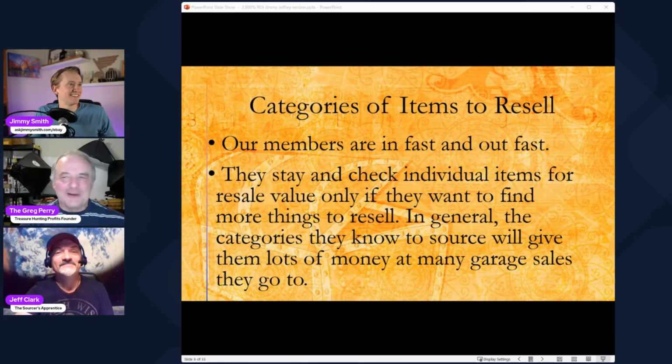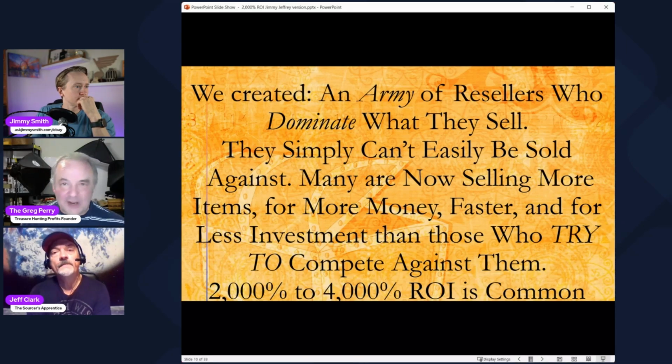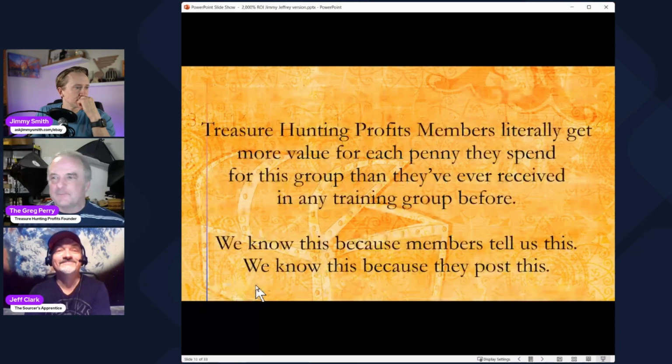Well, we created, as you can see, and I know I'm bragging and I can back it up, an army of resellers that dominate what they sell. They simply can't easily be sold against. And many are now selling more items for more money, faster, for less investment than those who try to compete against them. I mean, 2,000, 4,000 ROI, common, same-o, same-o. As Jeffrey said, it's like a Tuesday for us, and this really is Tuesday.